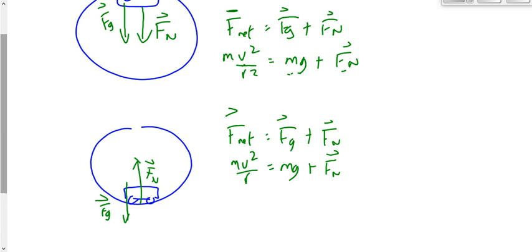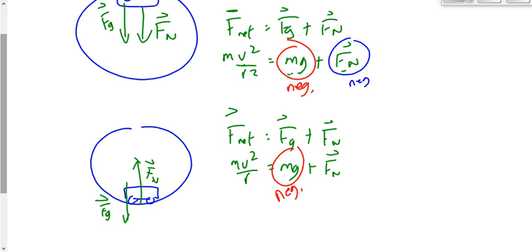M times g, gravity at the top, positive or negative? Negative because it's acting down, right? What about the bottom? Negative because it's acting down. What about the normal force at the top? Negative because it's acting down. What about the normal force at the bottom? Positive because it's acting up toward the center of the circle.